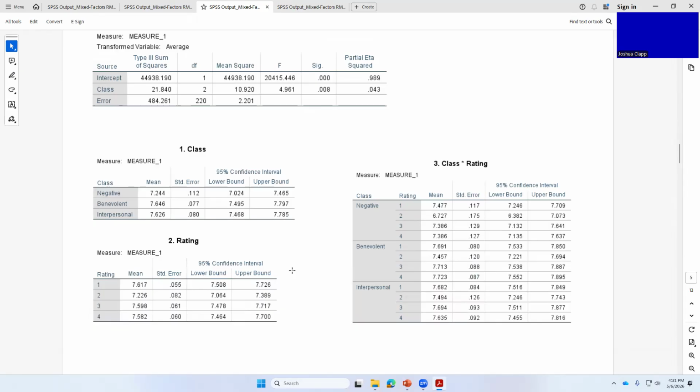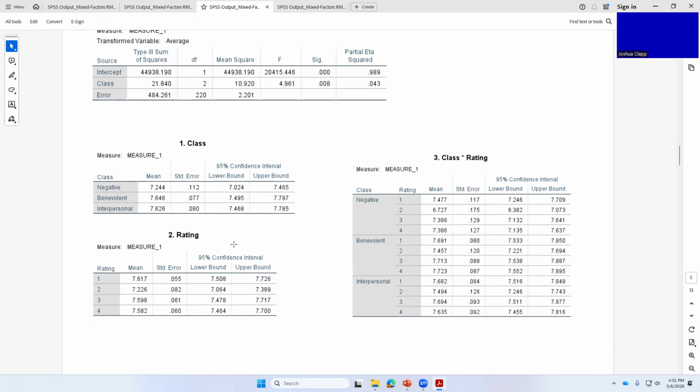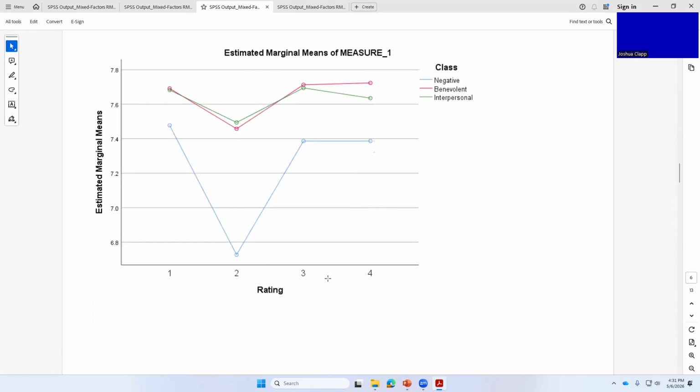So here we've got our group by our repeated assessment means. Anybody make heads or tails of that? I can't. This is why it starts to become incredibly important to go through and plot this out. And if I do that, Jack, what's happening? What's driving this interaction? It looks like negative is lower than benevolent or interpersonal. And also that combat appears lower than the others.